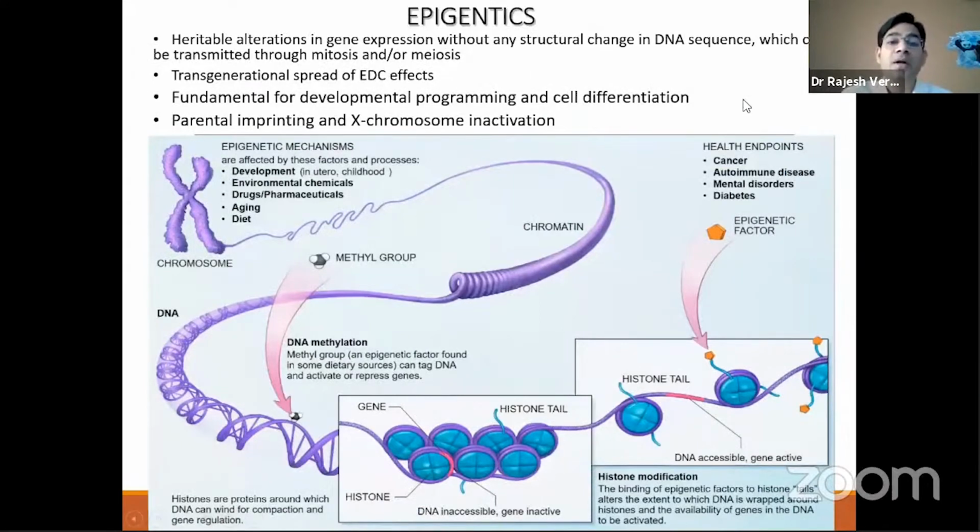So what is epigenetics? Now we are going into detail of mechanism of action, just a single slide. Heritable alterations in the gene expression without any structural change in the DNA sequence, which can be transmitted through mitosis or meiosis. So this is chromosome, chromatin, and DNA. Epigenetics works at the methyl group. The methyl group can tag DNA and activate or repress the gene. It goes to the histones, and an epigenetic factor is attached to the histone tail, thereby causing histone modification. And the final endpoints would be cancer, autoimmune disease, or mental disorders.